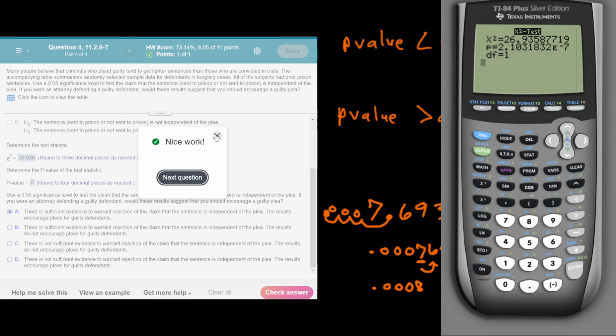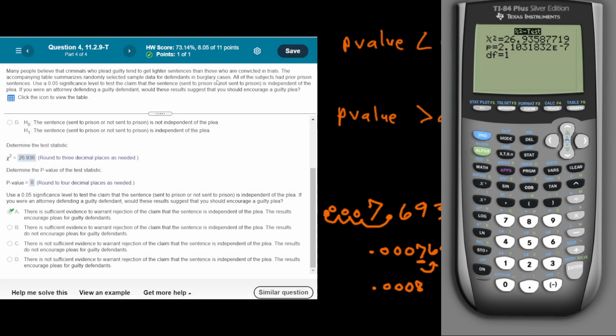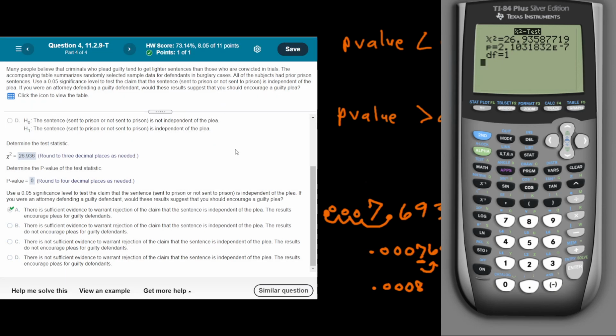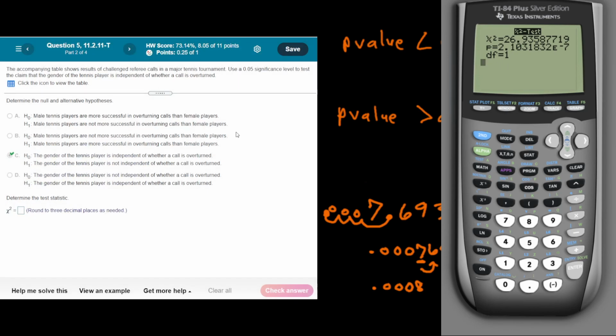So, this is one of those questions where you just want to memorize it and just get on with your life. And yeah, that's the answer. So yeah. I guess you can make some sense of it. I'm just the math guy here. Anyway, the accompanying, try to say that fast, table shows results of challenged referee calls in a major tennis tournament.